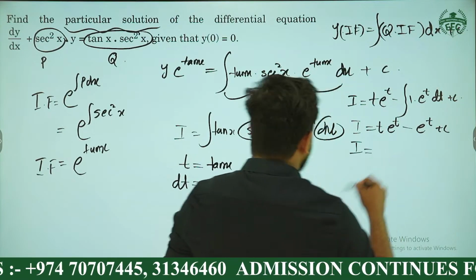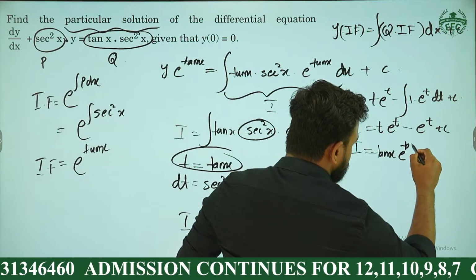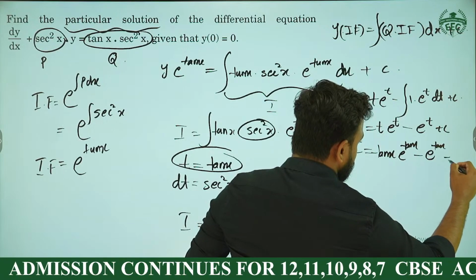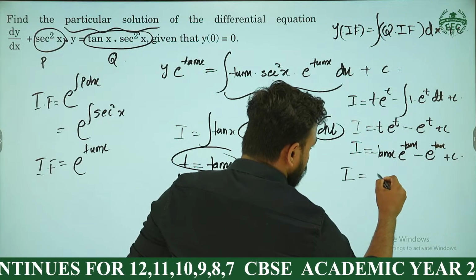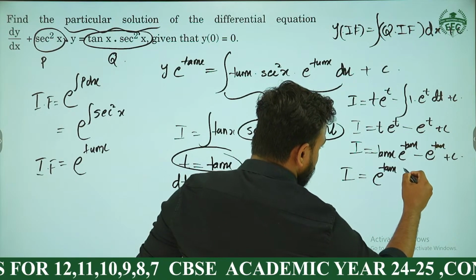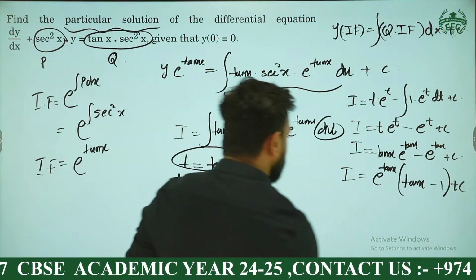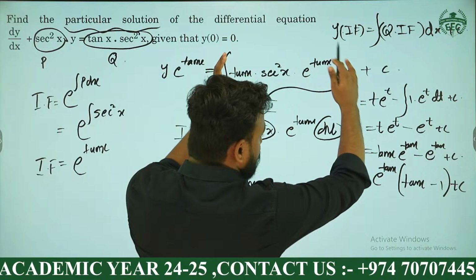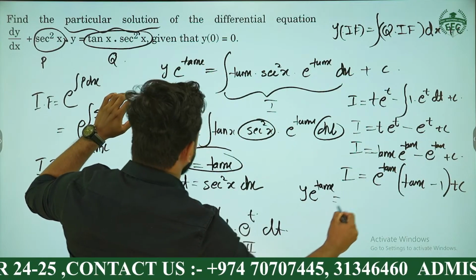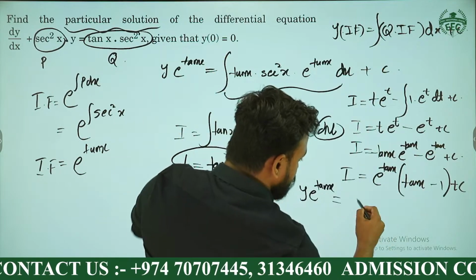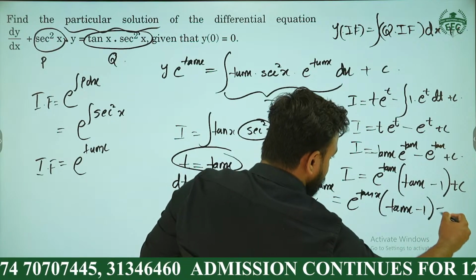And what is the value of t? T is tan x. And finally tan x e raised to tan x minus e raised to tan x plus c. Look at here. We can also write I is equal to, you can take e raised to tan x outside. What you will get? Tan x minus 1 plus c. Now you see the RHS of this equation is this. So what you will get? Y e raised to tan x, and integral of this thing will be e raised to tan x into tan x minus 1 plus c.